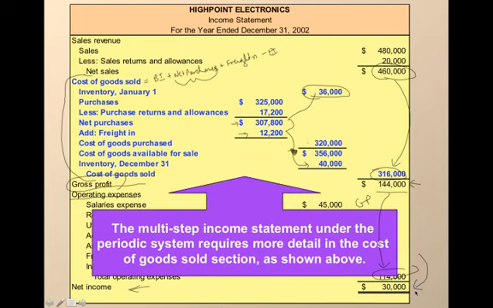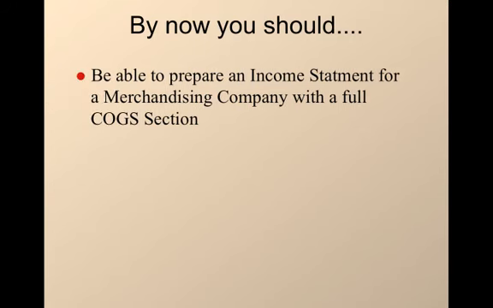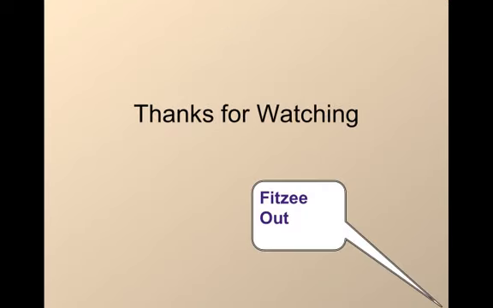This is a multi-step income statement under the periodic system, and it requires more detail on the cost of goods sold section as shown above. So by now you should be able to prepare an income statement for a merchandise company with a full cost of goods sold section. This is review from grade 11, so I'm expecting that this is not going to be a problem for you.